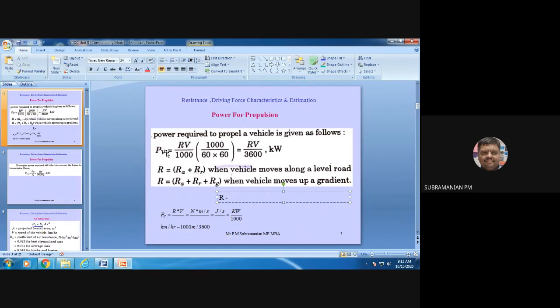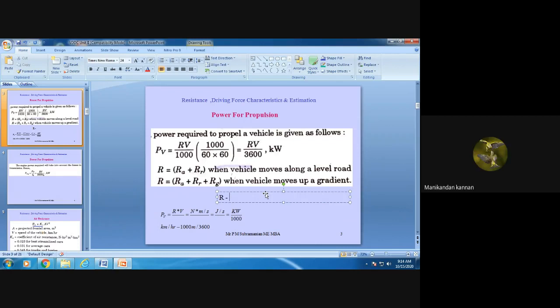I will be finding the power required to propel the vehicle, that is, P equals R V by 3600. So when I am using the R value, it will be in which unit? I need an answer from you. Manikandan? Sir. What should be the unit for R?